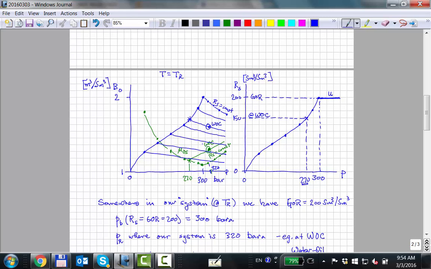Compressibility of the oil is lower if you have more gas in solution, right? It's a lighter oil. So the slope of these are getting flatter and flatter as you have less and less oil in solution, gas in solution.